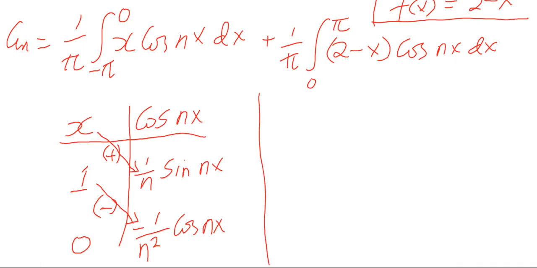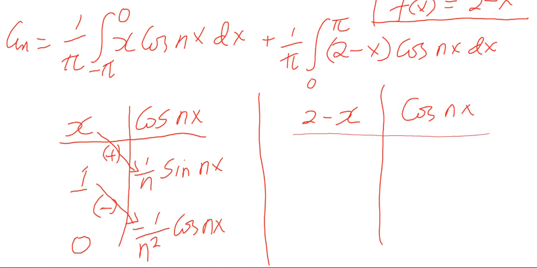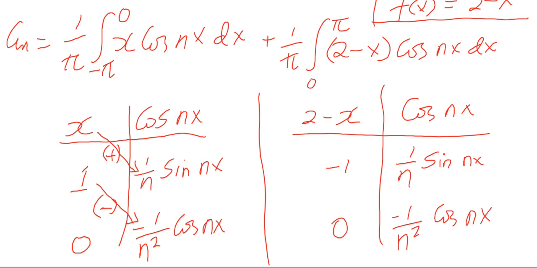We do the same to the second quantity here. So on one side we have 2 minus x, then cosine of nx. The derivative of 2 minus x is minus 1. The derivative of minus 1 is 0. Then, of course, the integral of this becomes the same as what we had on the other side: 1 over n sine of nx and minus 1 over n squared cosine of nx.